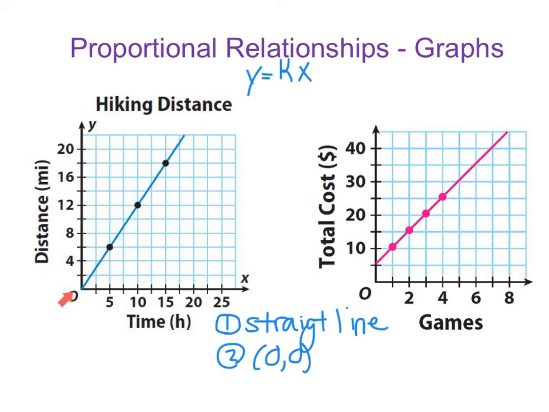Yes, it is. Does it go through point (0, 0)? Yes, it does. So is it proportional? Yes, it is proportional. Now, in the second one, is it a straight line? Yes. Does it go through (0, 0)? No. So this one is not proportional.